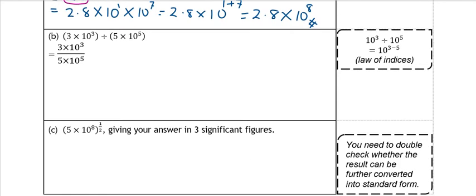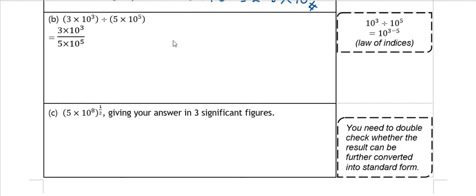Now, let's have a look at when you are doing division. Here, it's best for you to convert this into a fraction form, so that you can see 3 times 10 power 3 is on the numerator and 5 times 10 power 5 is on the denominator. You can divide 3 over 5 and also 10 power 3 divided by 10 power 5. You will be using this law of indices, so you have to subtract the power. When you calculate 3 divided by 5, you will have 0.6, right? And then times 10 power 3 minus 5.